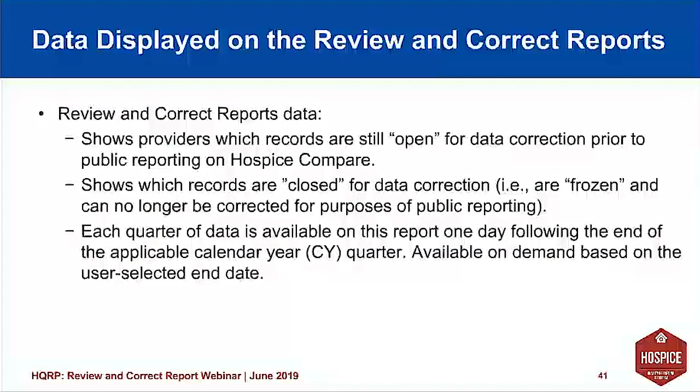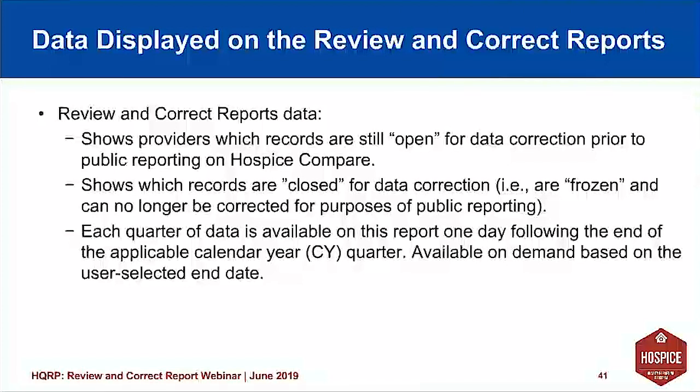Okay, moving along, the review and correct reports data. It shows providers which records, as I said, are still open for data corrections prior to public reporting on Hospice Compare. They show which records are closed for data correction or are frozen and can no longer be corrected for the purposes of public reporting. And each quarter of data is available on this report 1 day following the end of the applicable calendar year quarter. They're available on demand based on a user-selected end date.